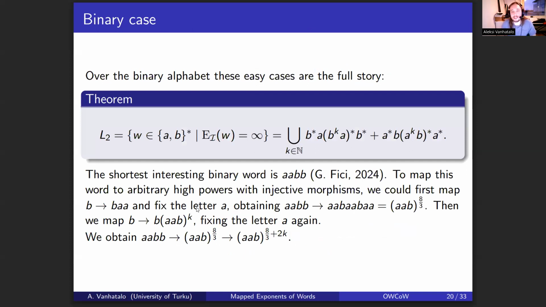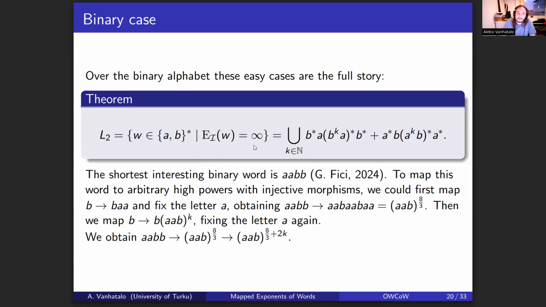And in binary, these two easy cases cover all the possible cases. So basically, it shows that we had the necessary condition in binary words that in between every A, there has to be a fixed number of B's, or in between every B, there has to be a fixed number of A's. And here now W1, W2, W3 are all either just B's or just A's. So we completed the binary case of characterizing the words with infinite mapped fractional exponents.